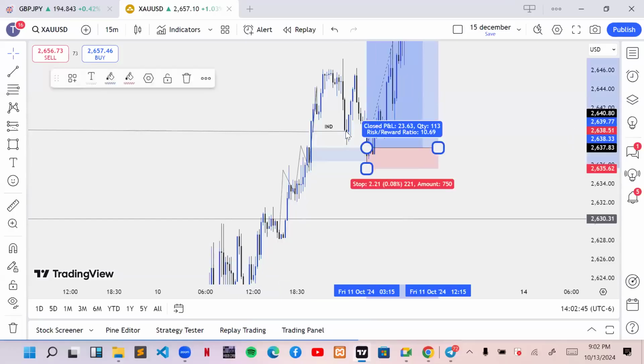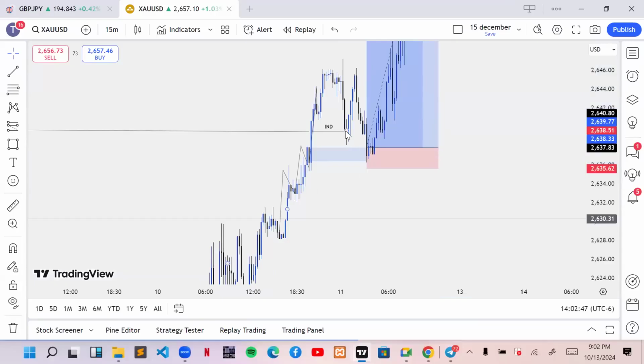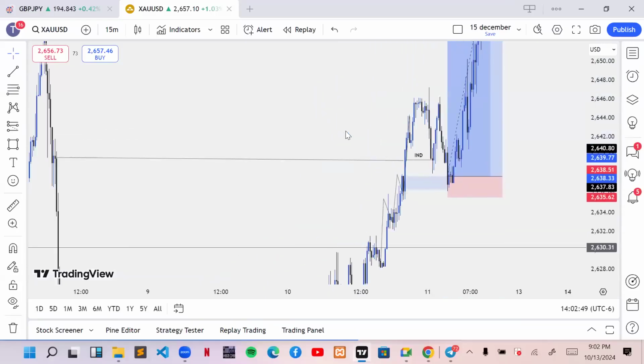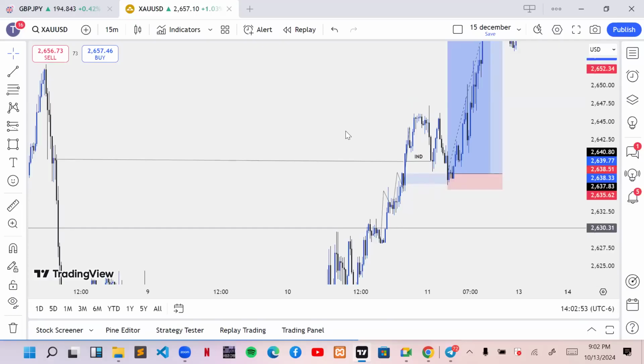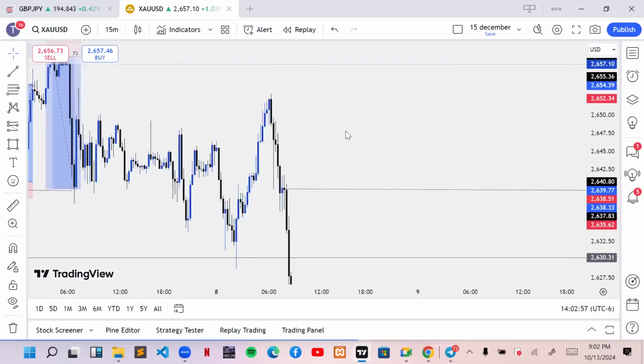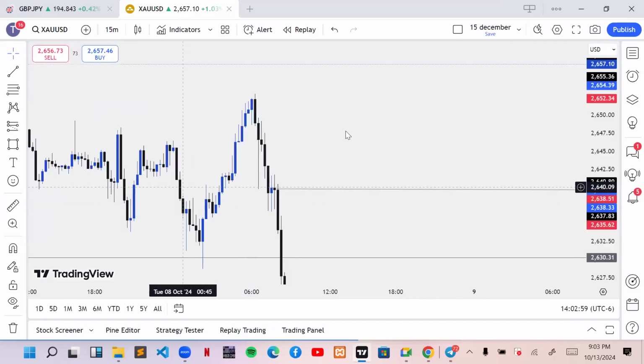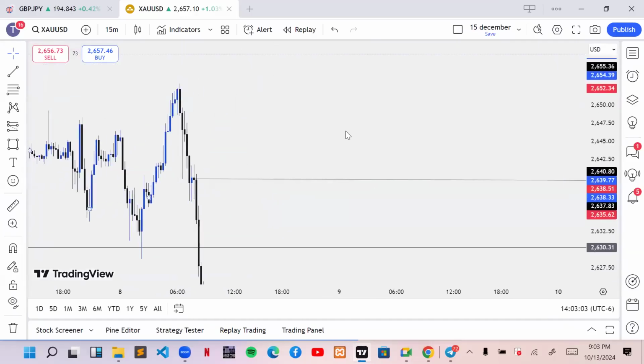So first of all, what I'll mark out is this. This one is not a market structure shift. This one is actually a break of structure, because it broke in the direction that it was traveling before. There was a resistance level here, which is this candle. It was a support that got broken, but now the market broke it, so it's now a resistance level.